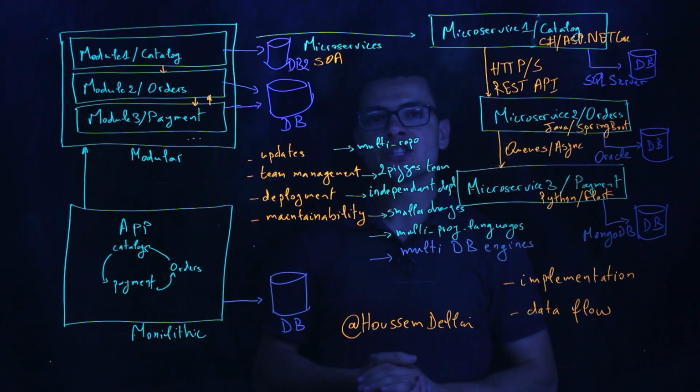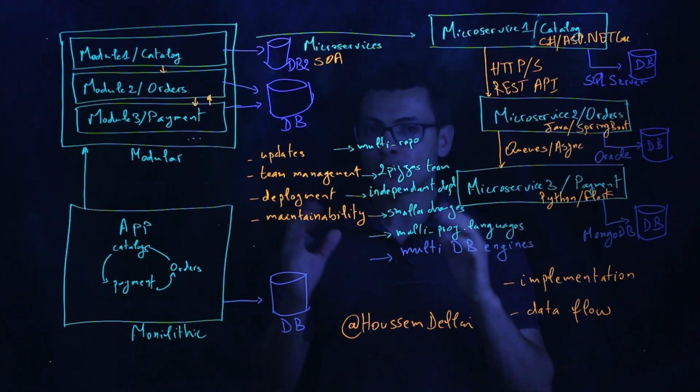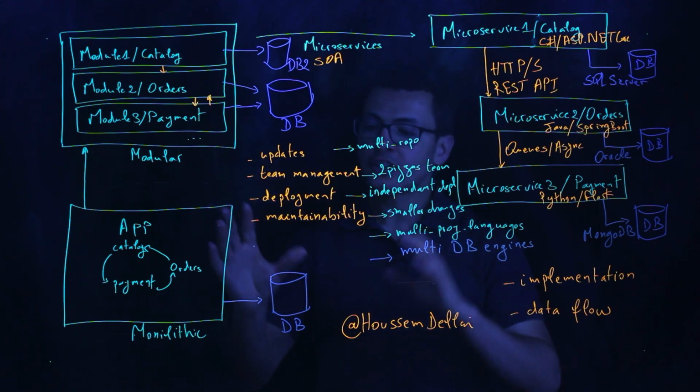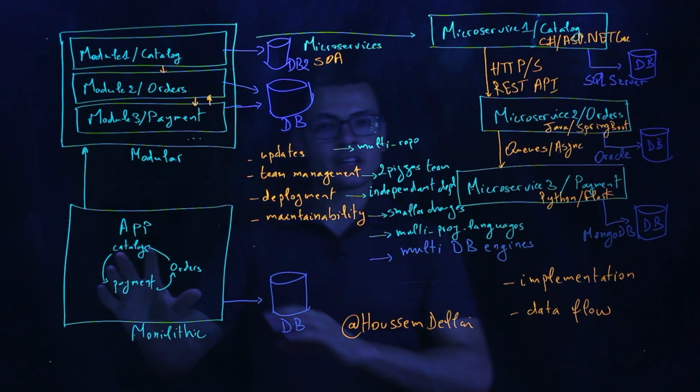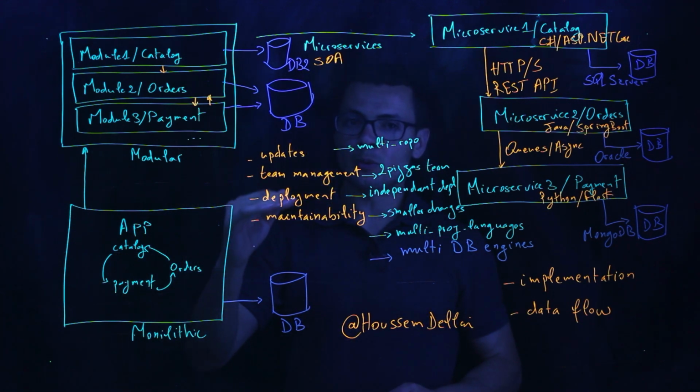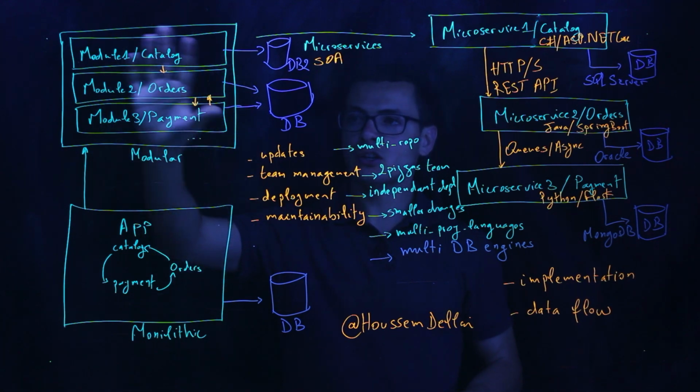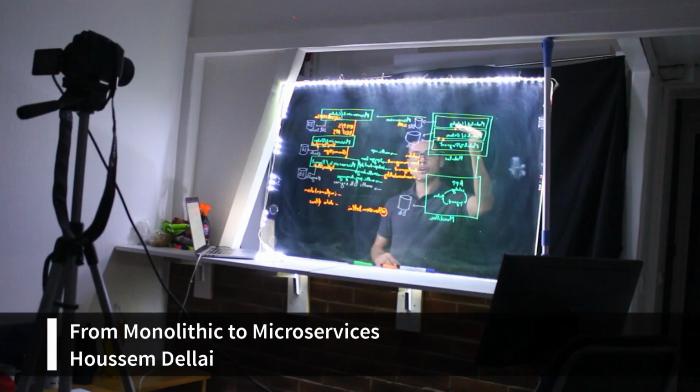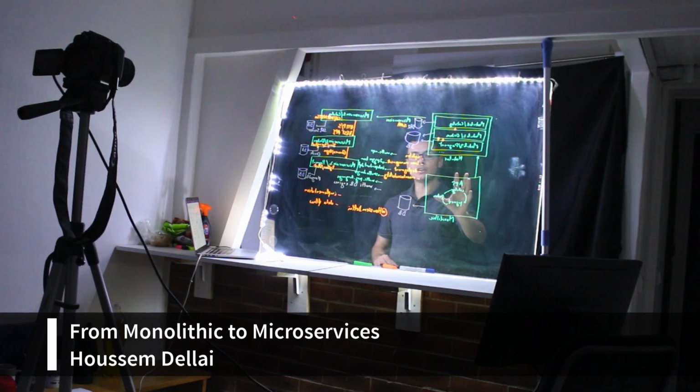In this Lightboard session, I'll give you an overview of the microservices architecture. We'll start here by showing the monolithic approach. We'll see what are the pros and the cons of such an approach. Then we'll move to the modular application or the modular architecture, where here we'll see how we can divide the code inside the monolithic into different layers or different modules.